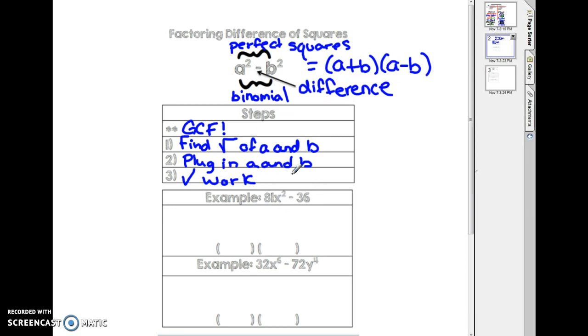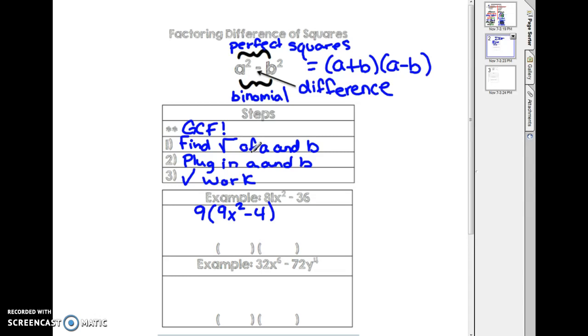I try to figure out if there's anything I can factor out. I know 81 is 9 times 9. 36, well, it looks like I can actually take out a 9 because 9 goes into 81 and 9 goes into 36. That's going to be the hardest step possibly for people. So I can take out a 9. When I take out a 9, I'm left with 9x squared minus 4. Okay, taking out a 9, dividing by 9 technically. So 9 times 9 is 81 and 9 times negative 4 is negative 36. So I've done my GCF.